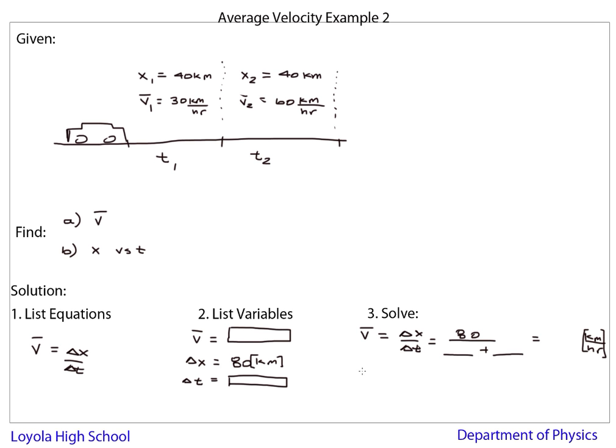So how are we going to find each of these times? Well, what we can do is consider this a mini problem. We can find the time in this interval, since I know the distance and the velocity here, using the average velocity equation. So let's see. T1, if I rearrange and solve for t here, it's going to be the change in x over the velocity, which is 40 over 30, which is 1.33, and our time unit is hours, so this is hours.